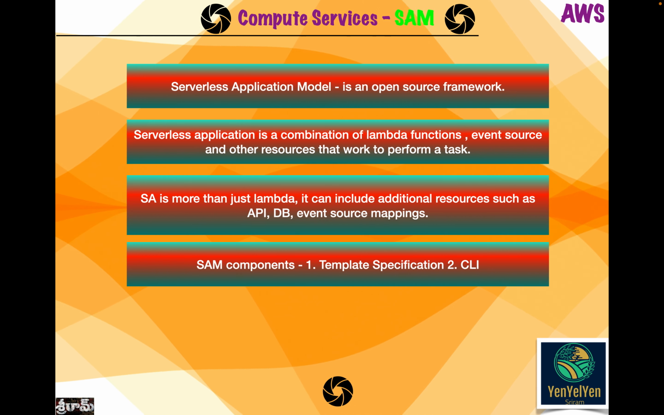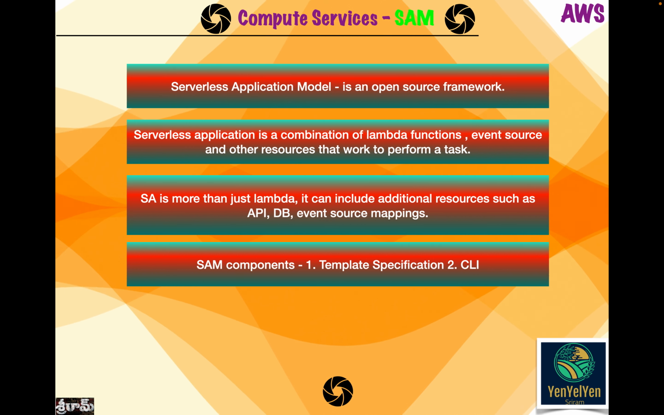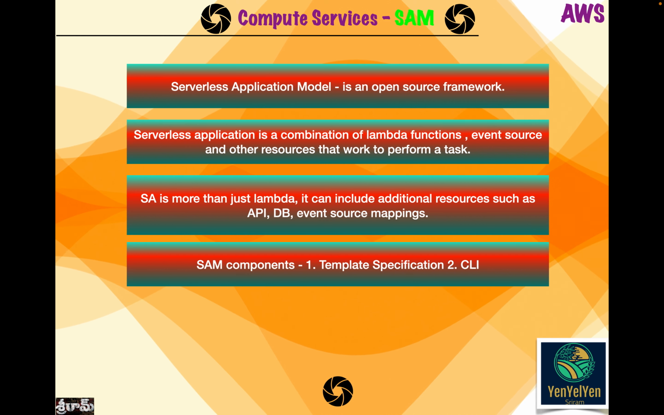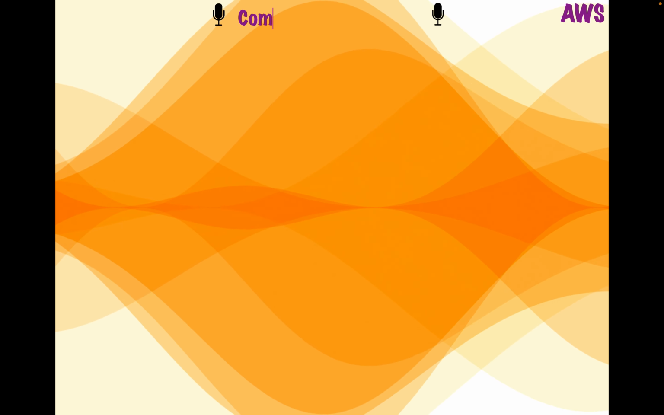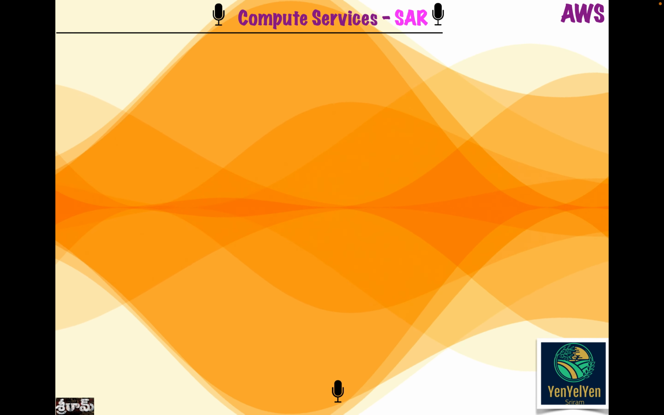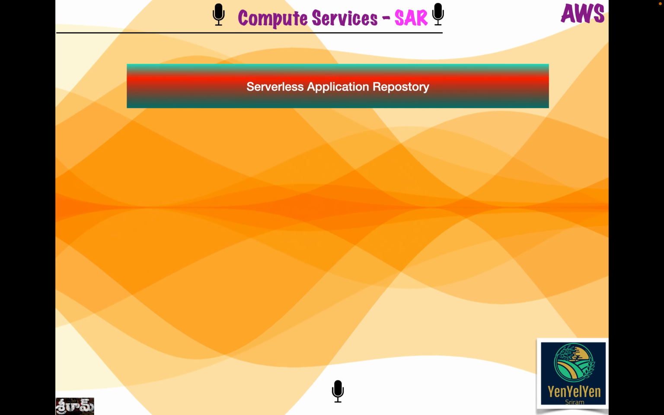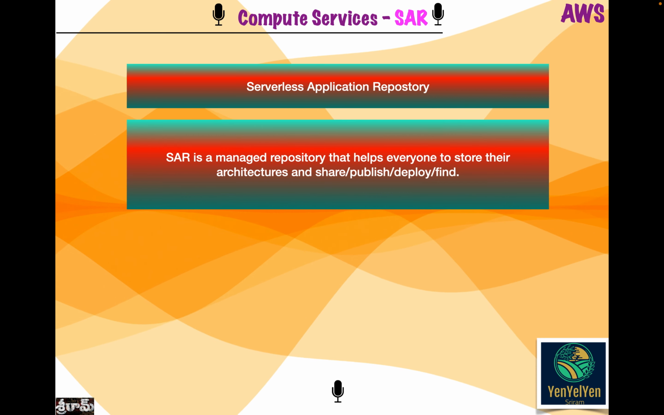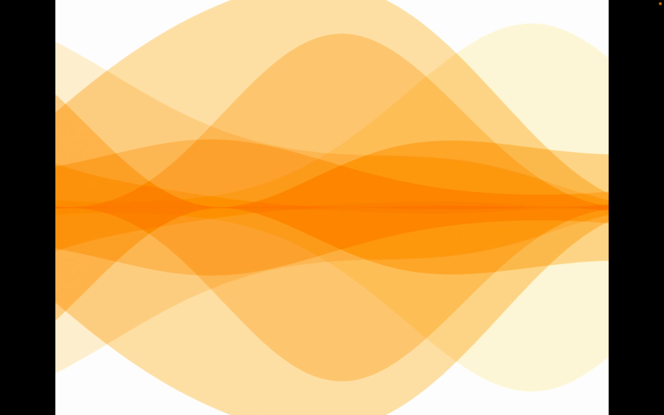You can use SAM to define your serverless application. SAM consists of two components: the SAM template specification and the SAM CLI. Using these two, you can define your serverless application. Next compute service is SAR, Serverless Application Repository. It is a managed service for serverless applications. It enables teams, organizations, and individual developers to find, publish, share, and store, and easily assemble serverless architectures.